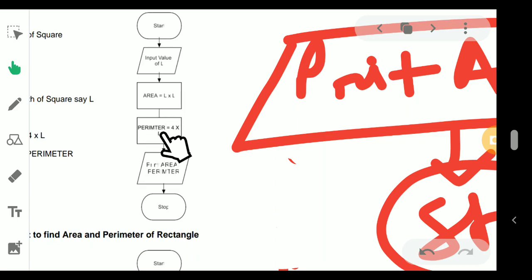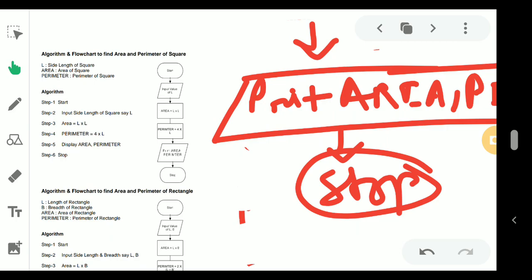Next the perimeter. The perimeter formula is 4 into sides. Instead of side we are writing L, because I am storing the side value in L. Next, after the two values are calculated, print perimeter and area, and then stop. In this way we are drawing the flowchart. I hope it is clear.